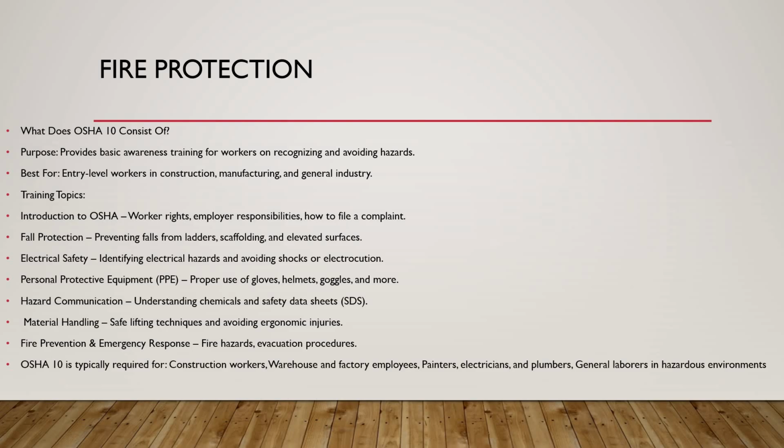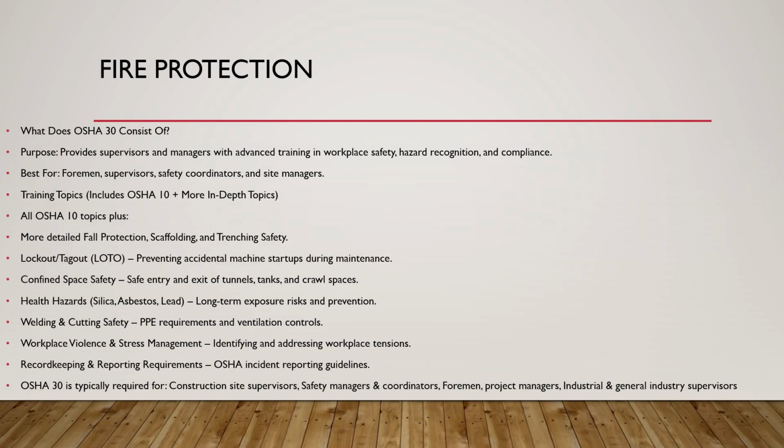The purpose is it provides basic awareness training for workers on recognizing and avoiding hazards. It's best for entry-level workers in construction, manufacturing, and general industry. The training topics include introduction to OSHA, fall protection, electrical safety, personal protective equipment, hazard communication, material handling, fire prevention, and emergency response. OSHA 10 is typically required for construction workers, warehouse and factory employees, painters, electricians, plumbers, general laborers in hazardous environments, etc. What does OSHA 30 consist of?